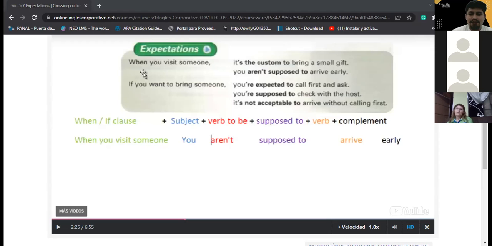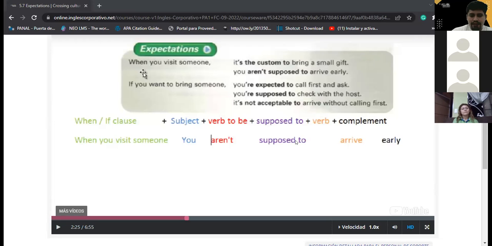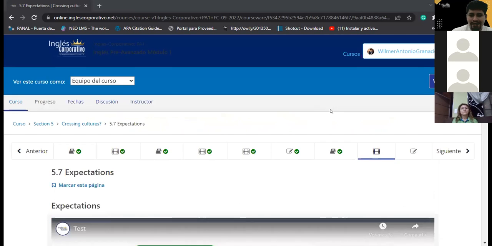Like this, using expectation, it's mostly about culture, how we see things here, in order to express something that probably, as I said before, that condition is going to happen, right? So here we have a structure, like the formula we want to be using in this exercise.